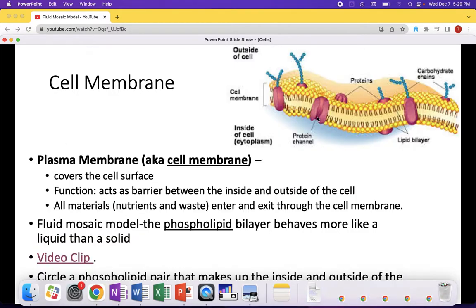Before we move on, I do want you to circle a pair of the phospholipids that make up the inside and the outside of the cell.